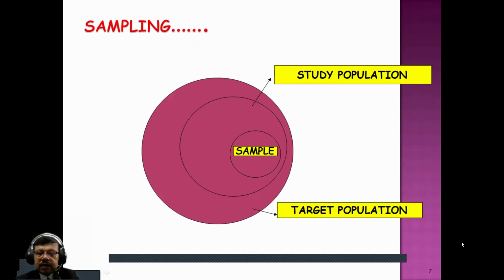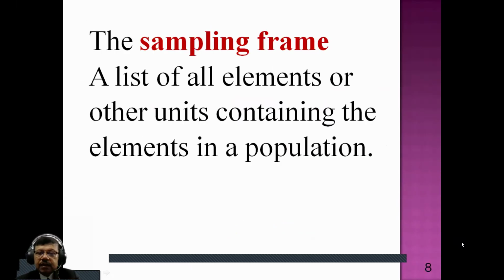Now, in the sampling, we basically verify that the bigger one is the population or target population. Then within that, there is another subset which we call study population. And within this, we can see the sample, which is the smallest representation. The sampling frame means a list of all elements or other units containing the elements in a population.